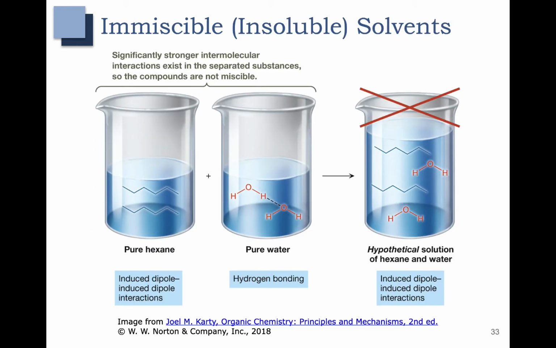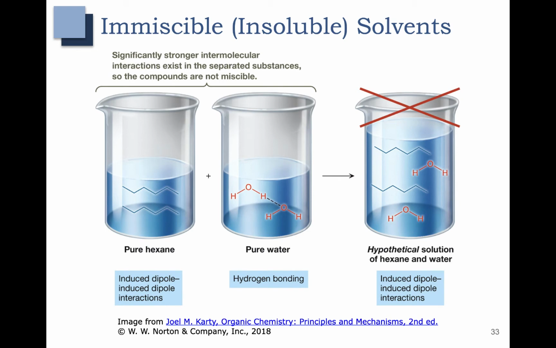Here's an example of two solvents that are considered to be immiscible or insoluble. Hexane, for example, has lots of carbons and hydrogen bonds, so the key intermolecular interaction for hexane is induced dipole interactions. Water, however, can do hydrogen bonding. So hydrogen bonding is the most significant intermolecular interaction for water. Keep in mind that water does also have induced dipole interactions. They're just not that significant because hydrogen bonding is so much more important.